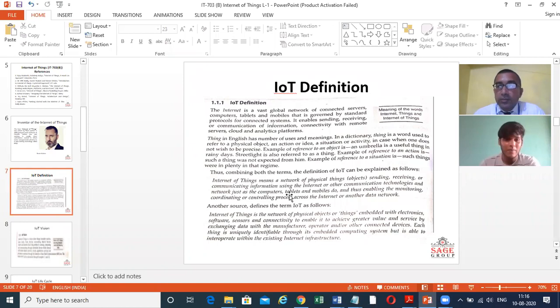So first, we will discuss a little about the Internet. I know you know very well about the Internet, but you know only a little bit about the things. So we will discuss here the two terms, the internet and the things. So what is the internet? Internet is a vast global network of connected servers, computers, tablets, mobiles that is governed by standard protocols for connected systems. So this is the main definition of the internet.